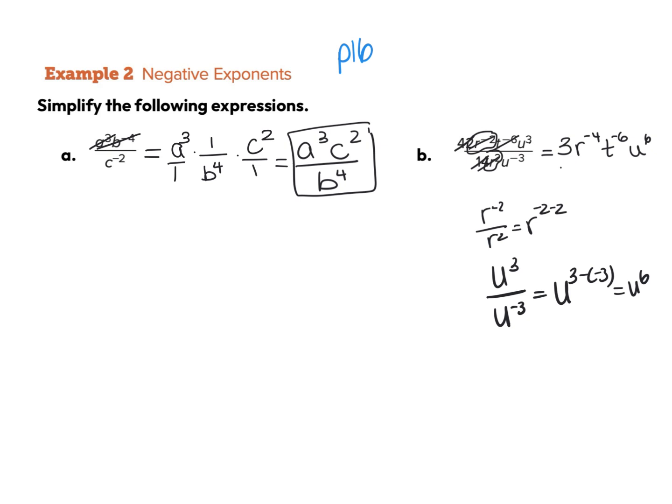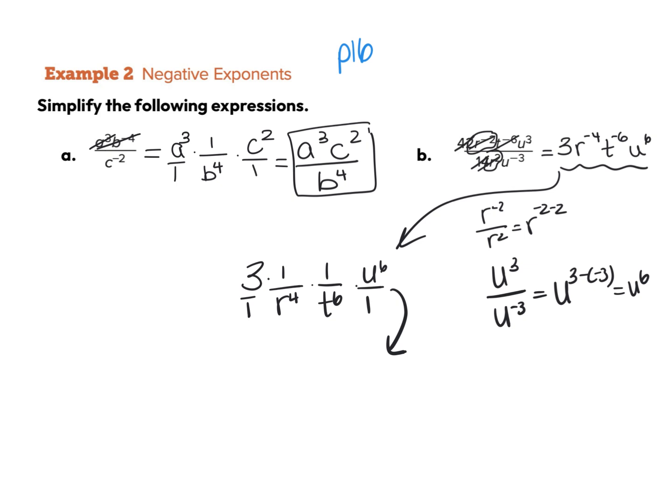All right, so right now I've got this. I still need to simplify that, though, because I have some negative exponents. I'm going to rewrite that over here. I have 3 times, now I have r to the negative 4th, so that's going to be 1 over r to the 4th, times 1 over t to the 6th, times u to the 6th over 1. And if I were to simplify this, I have 3u to the 6th over r to the 4th, t to the 6th.